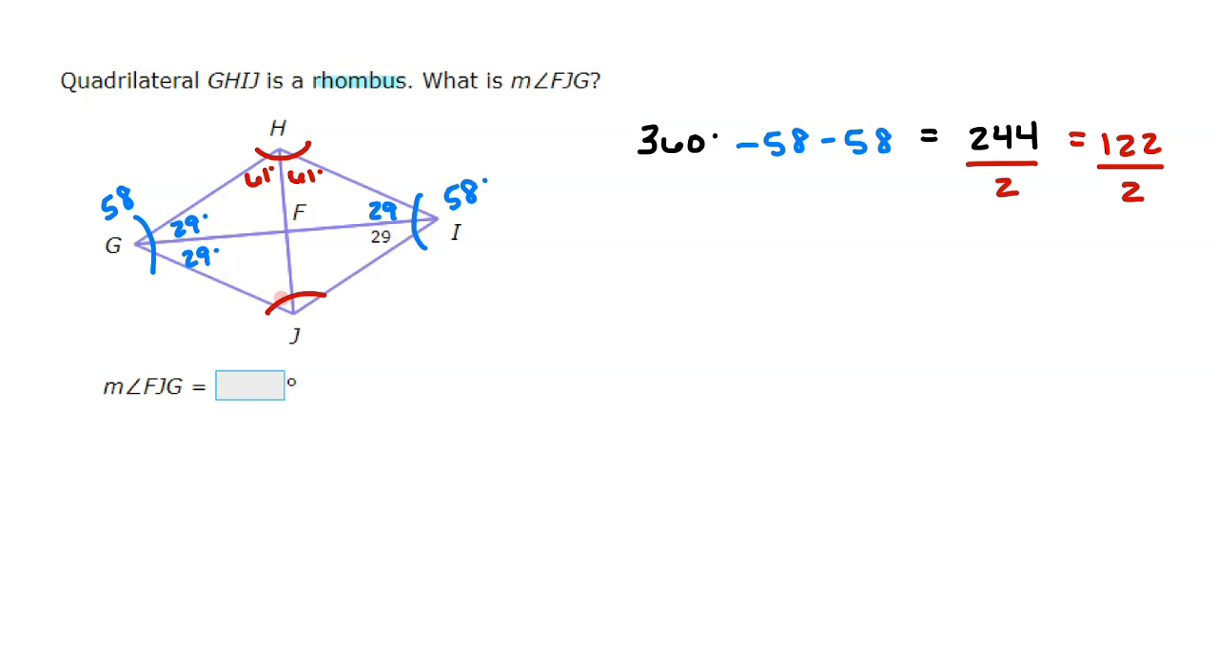61 degrees and 61 degrees makes 122, and opposite angles are congruent in all parallelograms. That means that angle FJG must be 61 degrees. Let's look at a third one.